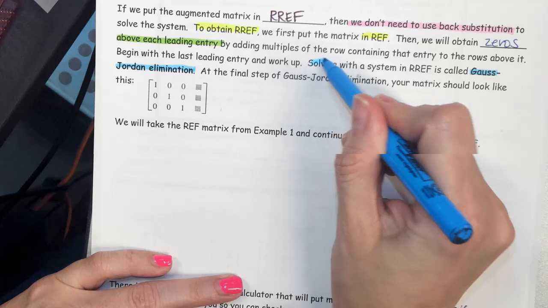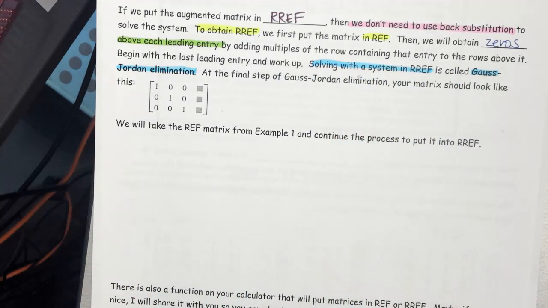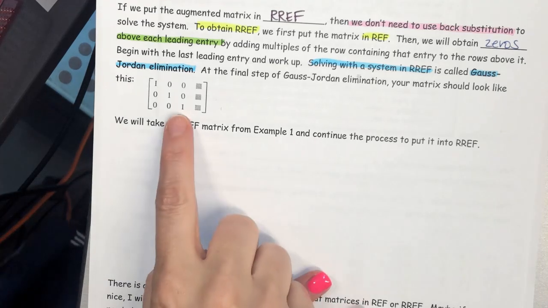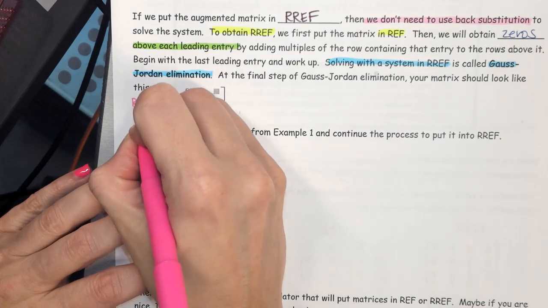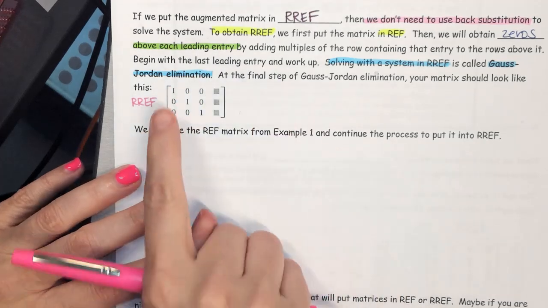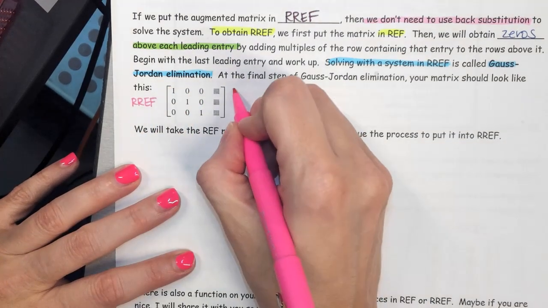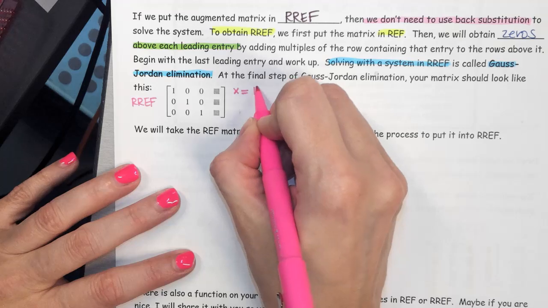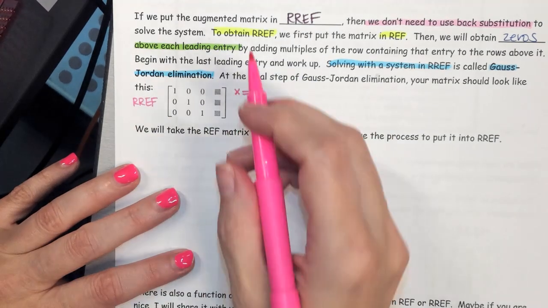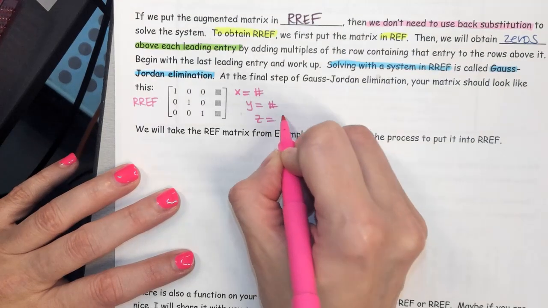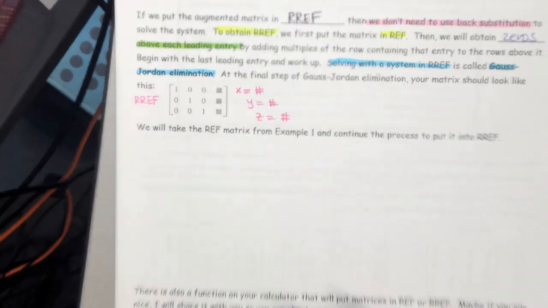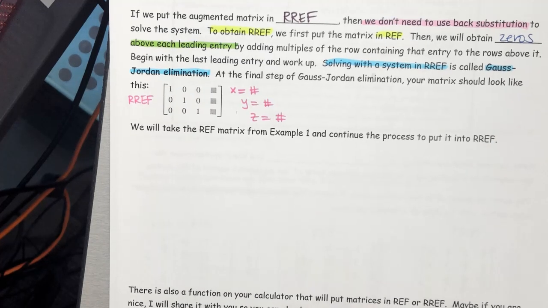Okay, so if you're solving a system in reduced row echelon form, Gauss-Jordan elimination, this is what your final step will look like if it's in RREF. Look how nice this is. This means x equals some number. They just put that blank box there. This means y is equal to some number, and this means z equals some number. That's why we don't have to do the back substitution anymore.